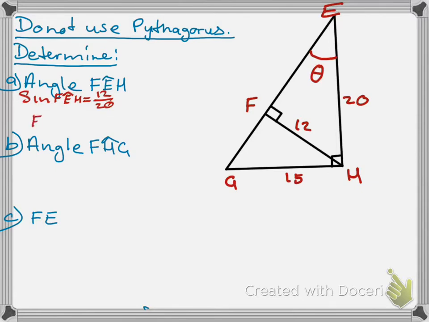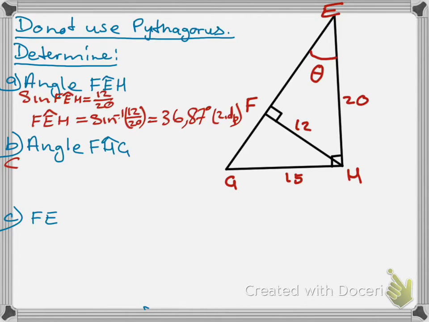And then you can now make FEH subject of the formula. So we are going to get FEH will be equals to arc sine of 12 all over 20. You can punch that into a calculator, and then you round off to 2 decimal places. That will be 36,87 degrees to 2 decimal places. And then you can use the other triangle, you must arrive at the same answer.